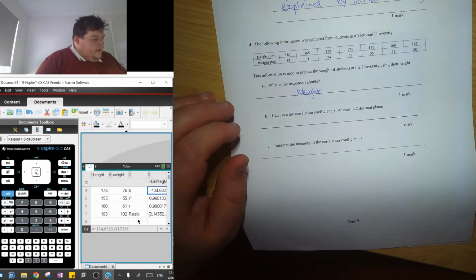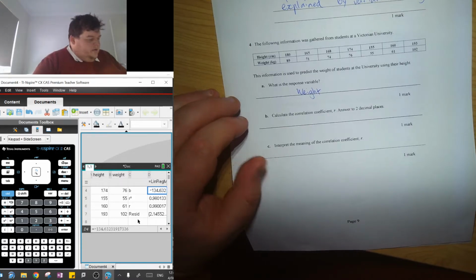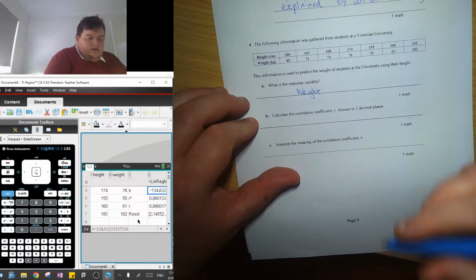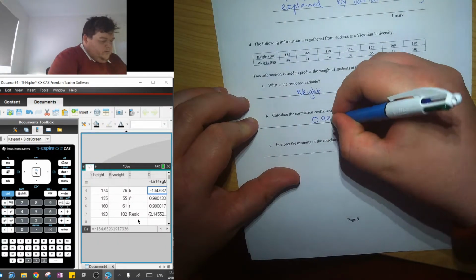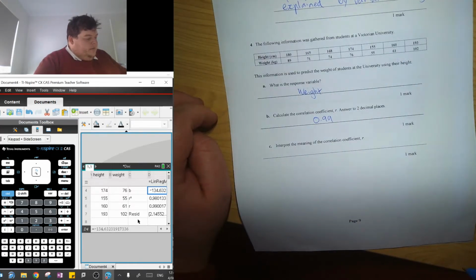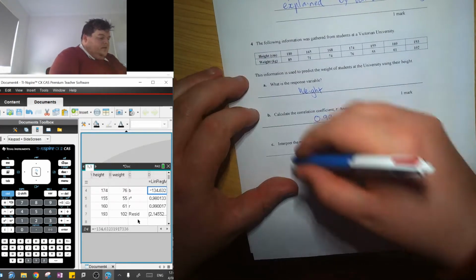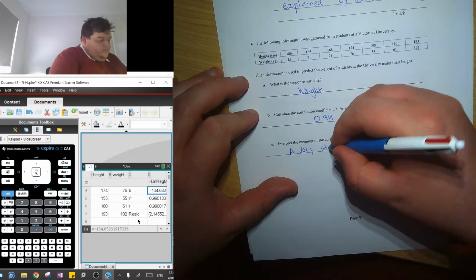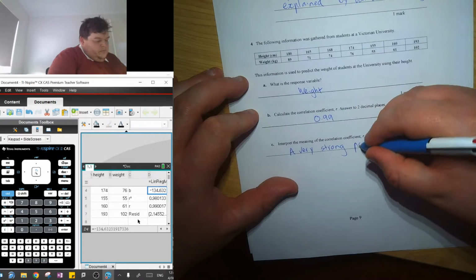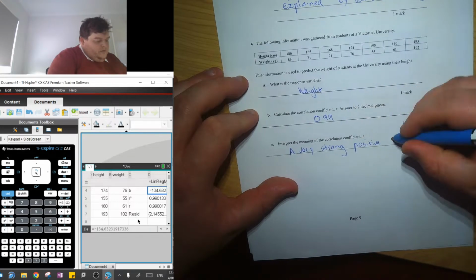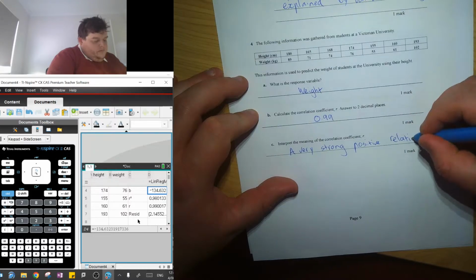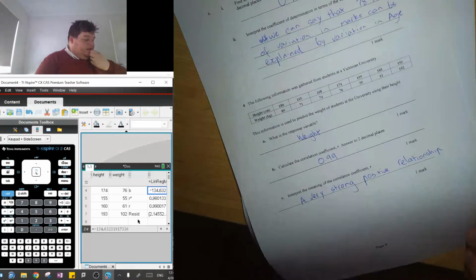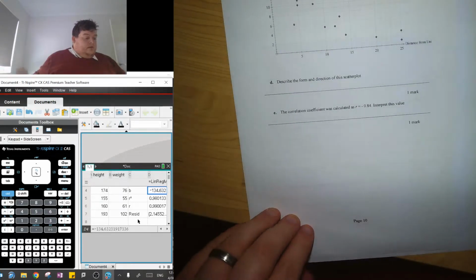Okay. Which gives us a correlation coefficient of 2 decimal places of 0.99. Yep. Interpret the meaning of correlation coefficient R. A very strong positive relationship. Right. Almost perfect, but there are some other factors at play.